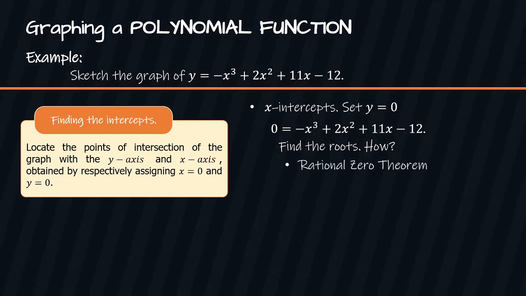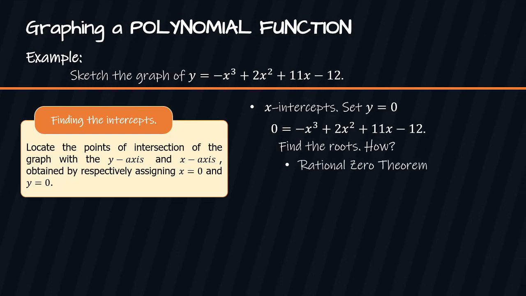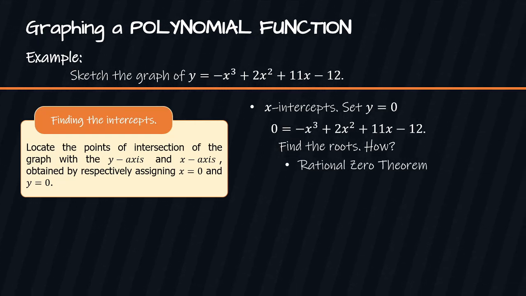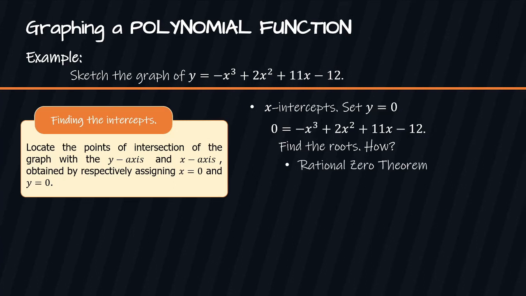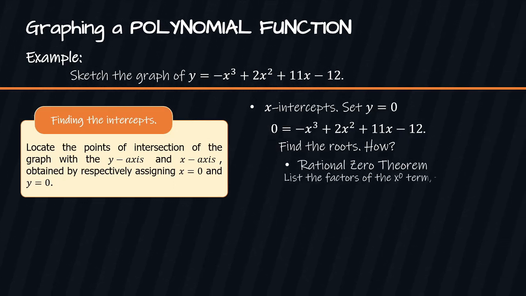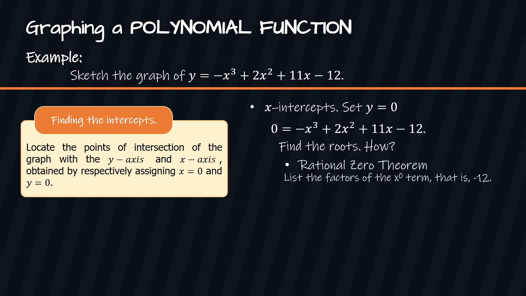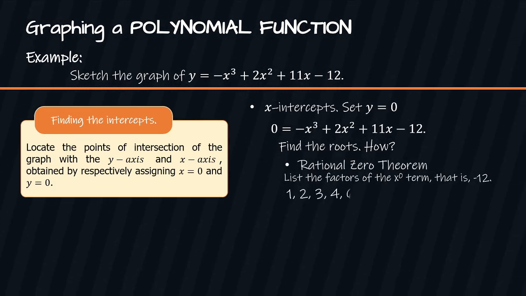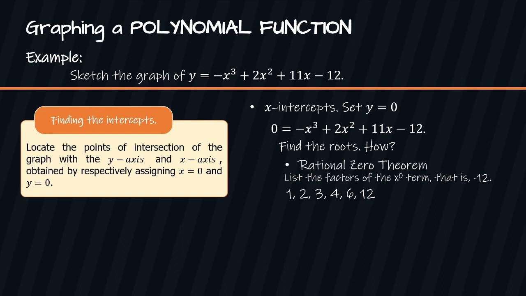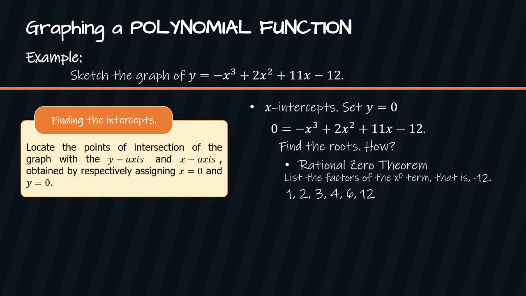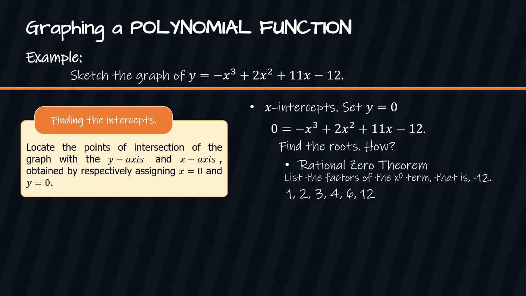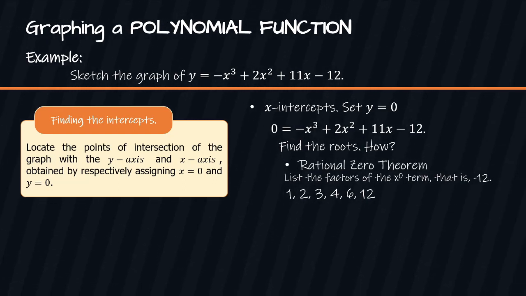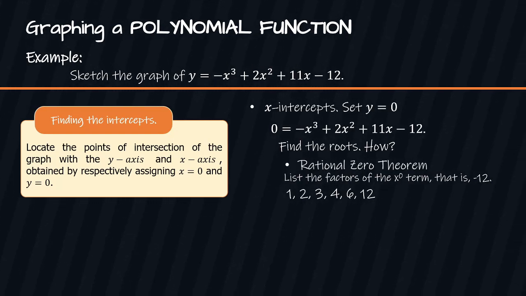But in this process, we have to list the values that, if we substitute to x, will give 0. How? We need to find the factors of the constant term, or x raised to 0. In this equation, that is negative 12. The factors of 12 are... Note that we did not include the negative sign because we may put a negative on each of these numbers and multiply the positive number to have a negative product. But we know that at least one of the roots of this equation is negative.